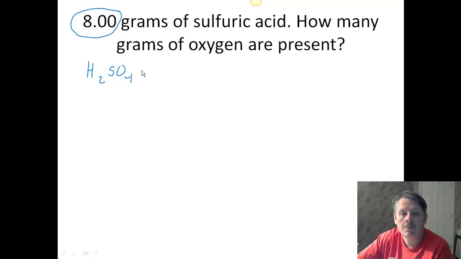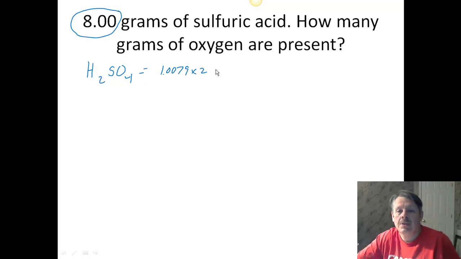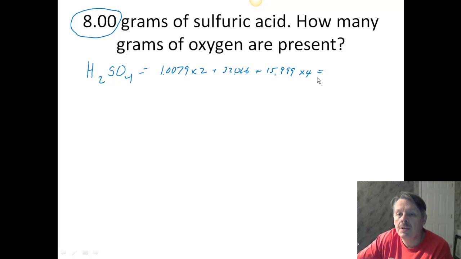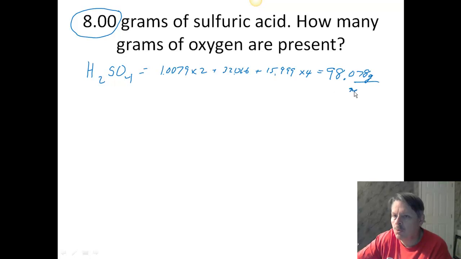All right? Well, I have to figure out how much H2SO4 weighs. So that's 1.0079, and I have to multiply that by 2, because that's hydrogen. And I have to add to that sulfur, which is 32.066. And then I have to add to that my oxygen, which is 15.999, times 4, because I got 4 of them. And that's going to be equal to 98.078 per mole of H2SO4.